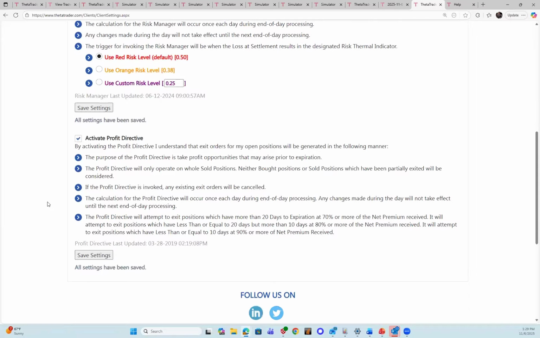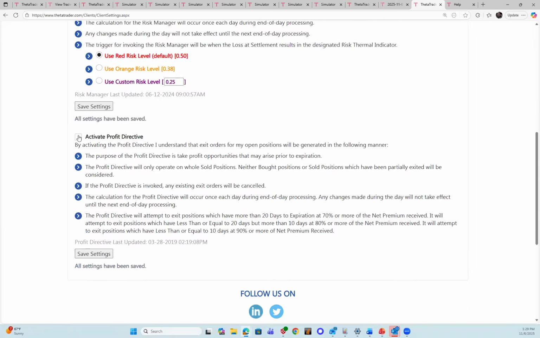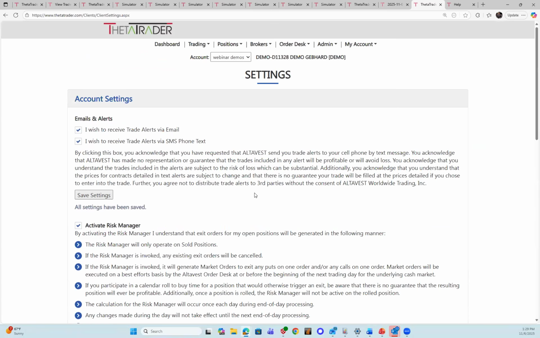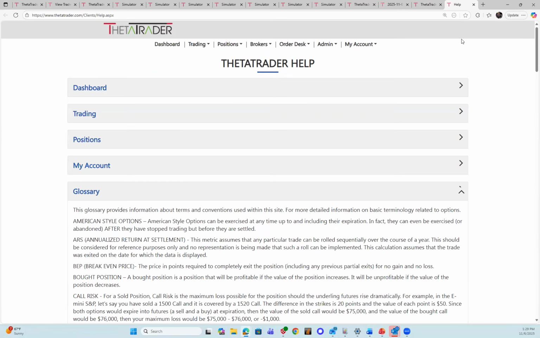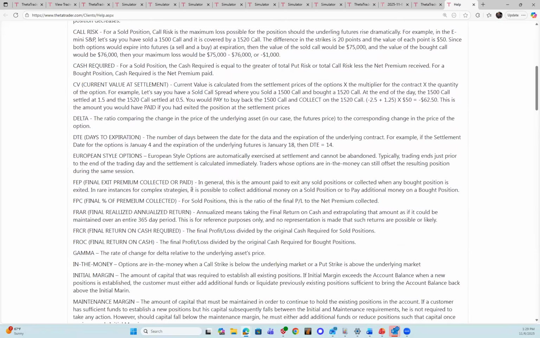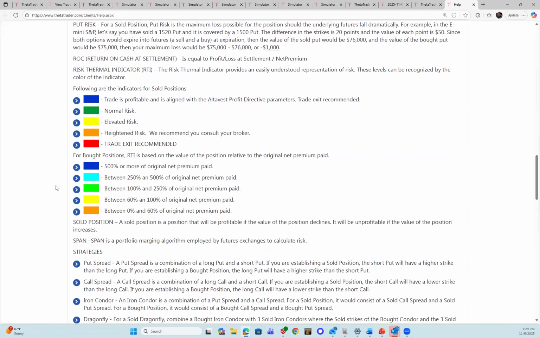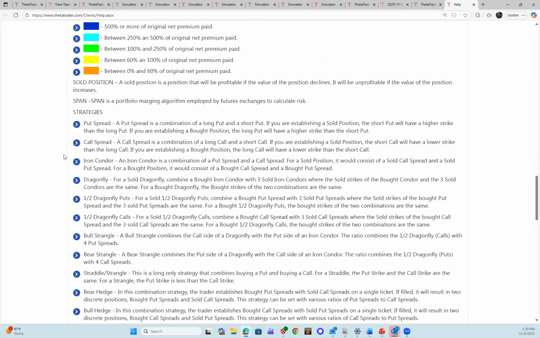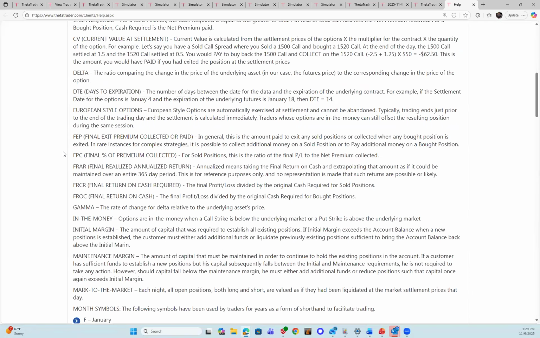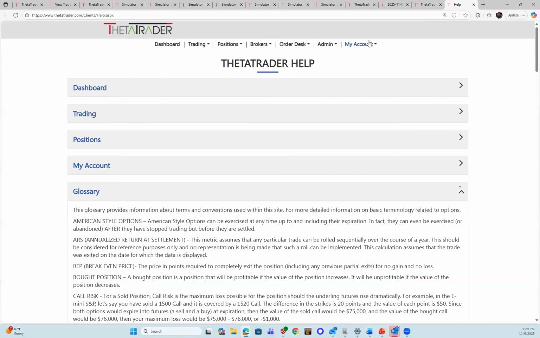And then the same thing with your profit directive, you want to activate right there and click Save Settings. So then the RTI will automatically manage everything for you. There's a great help file here too. Just want to point out in Theta Trader, all the color coding is described here, all the definitions of all the spreads, that's all described. We're not going to go through all the detail.